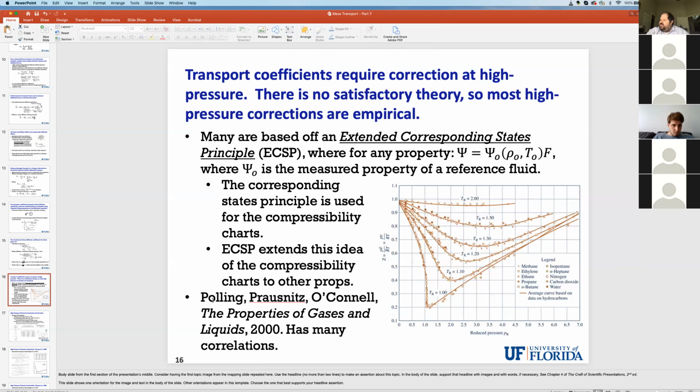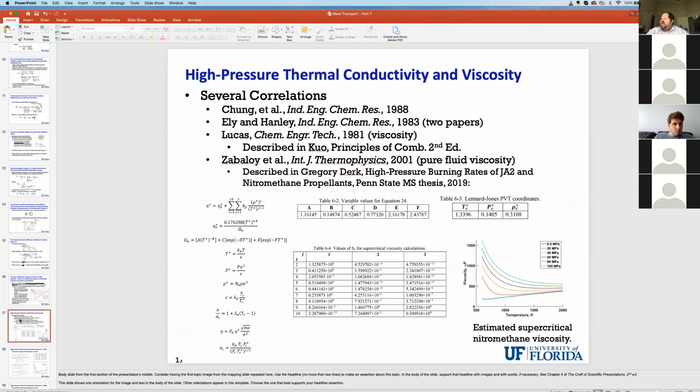Okay. And there's a good book by Poling and O'Connell and them called The Properties of Gases and Liquids, which has many, many correlations. And so for high pressure thermal conductivity, as I said before, and viscosity, there are all kinds of these.